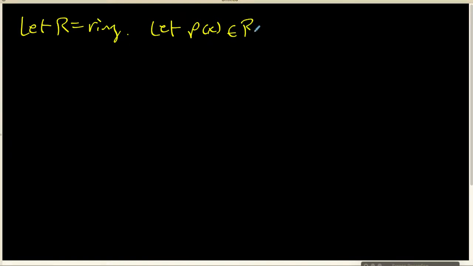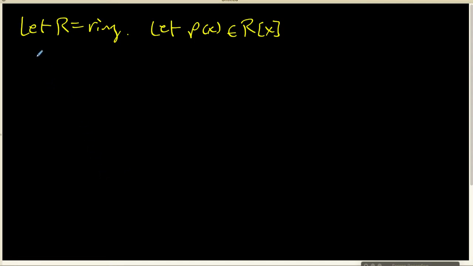In this video, we're going to look at the idea of evaluating polynomials at particular elements inside the ring of coefficients. To get started, we're going to need to let R be a ring, and we're going to let P of x be any element in the ring of polynomials where the coefficients are drawn from the ring R.